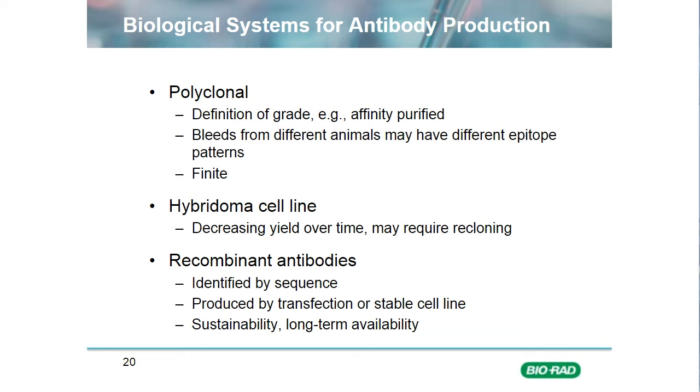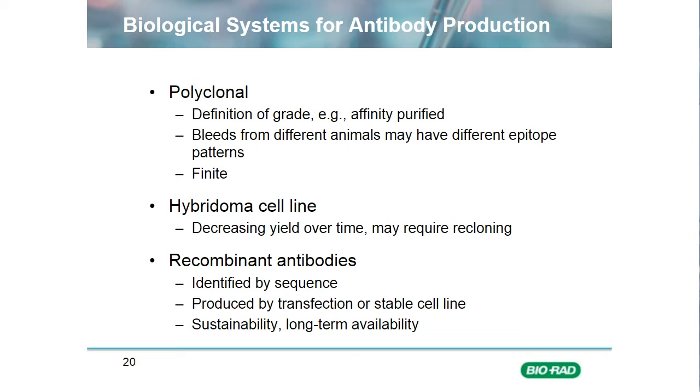For hybridomas, you usually get good lot-to-lot reproducibility from cell lines, although you may see decreasing yield over time. That tends to be the most common problem, and you may need to reclone to find a subpopulation of cells which are higher yielding.